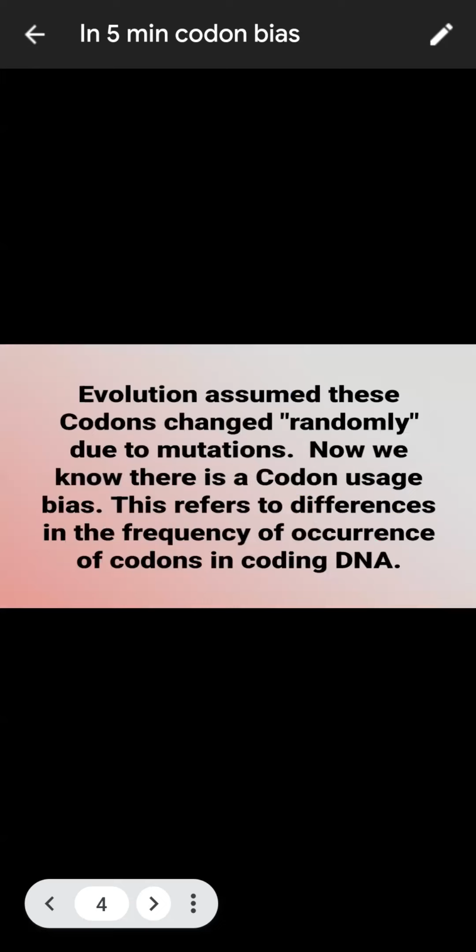Evolution assumed these codons changed randomly due to mutations. Now we know there is a codon usage bias. This refers to the differences in the frequency of the occurrence of codons in the DNA.